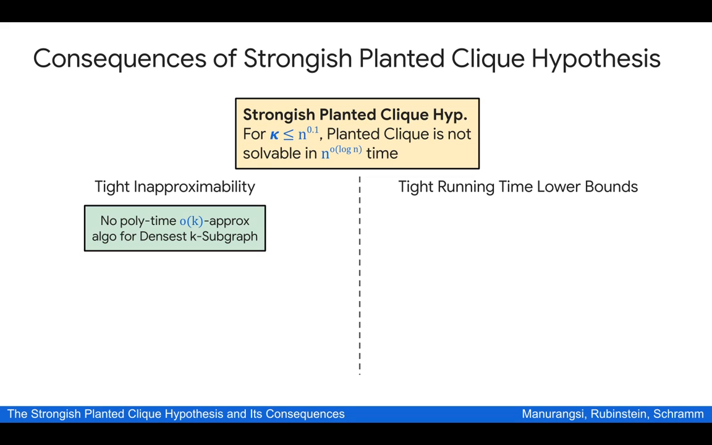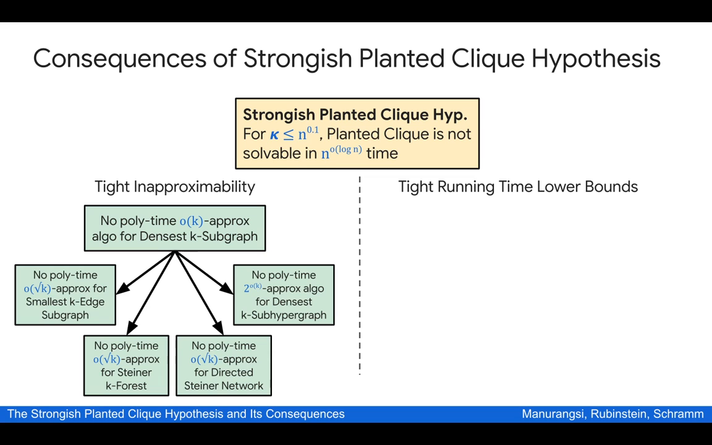Now, using this result and known reductions in the literature, we get tight hardness of approximation results for many problems, including the smallest k-edge subgraph problem, the Steiner k-forest problem, and the directed Steiner network problem, all of which we get little-o of square root k hardness of approximation ratio. And also for the densest k-subhypergraph problem, where we prove 2 to the little-o of k hardness of approximation. I will not go into details of previous work on each of these problems here, since each of them has a pretty long history. But if you're interested in learning more, please check out the full version of the paper where we have summarized the previous works on each of the problems.